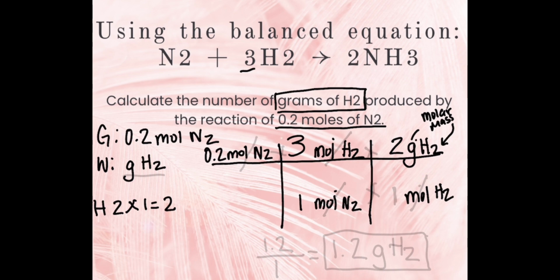Anytime I have grams over mole, do you see how I have grams in my numerator and moles in my denominator? My mole will always be 1. Next, we're going to do the math.